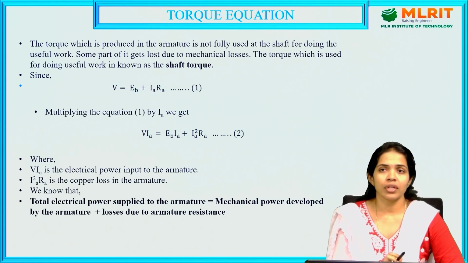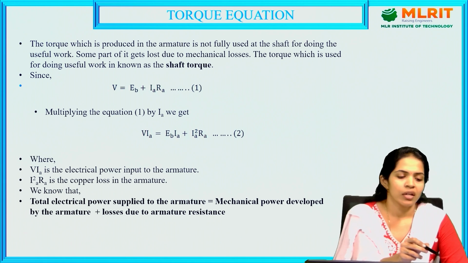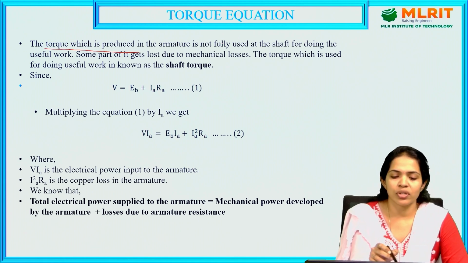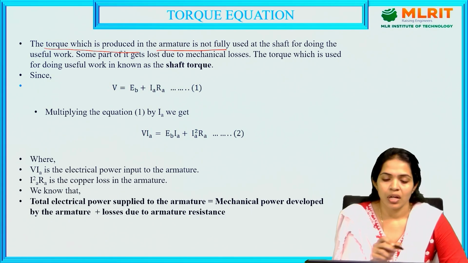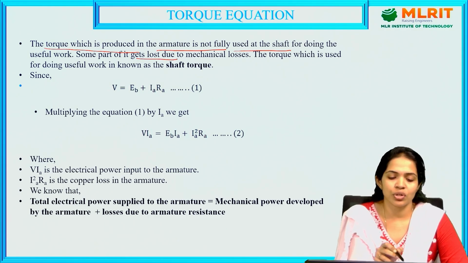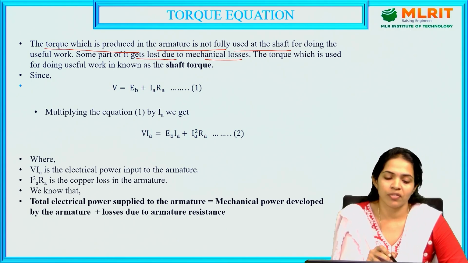So we have to derive the equation for electromagnetic torque. Before that, consider that the torque which is produced in the armature is not fully used at the shaft for doing the useful work. Some of it gets lost due to mechanical losses. So there is a loss of torque in the form of mechanical losses.